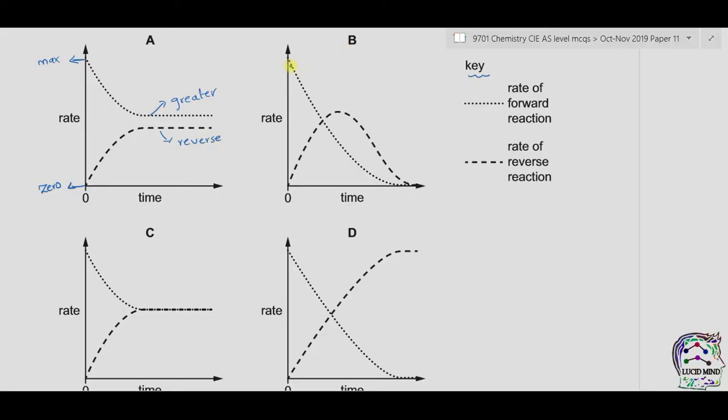In B, we can see that the rate of forward reaction has decreased continuously to become 0. This is not possible because in equilibrium, the rate of forward is equal to the rate of reverse reaction. So B is also incorrect. In C, we can see that after a while, the rate of forward reaction is exactly equal to the rate of reverse reaction as both lines are on the same height. So C could be the correct option. In D, we can see that the rate of forward reaction has become 0 and the rate of reverse reaction has become maximum. This is also incorrect. The answer is therefore C.